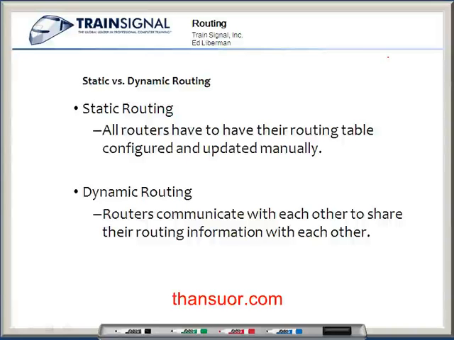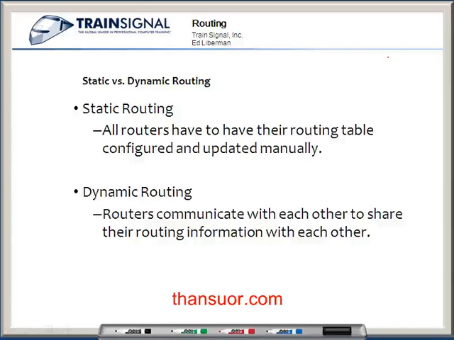But you can imagine trying to go around in today's highly routed networks and manually update the tables of every router every time there's a change. It's just a nightmare. It would take forever, a lot of room for error, not a good thing. So that introduces us to dynamic routing. With dynamic routing, routers communicate to share their routing information with each other.